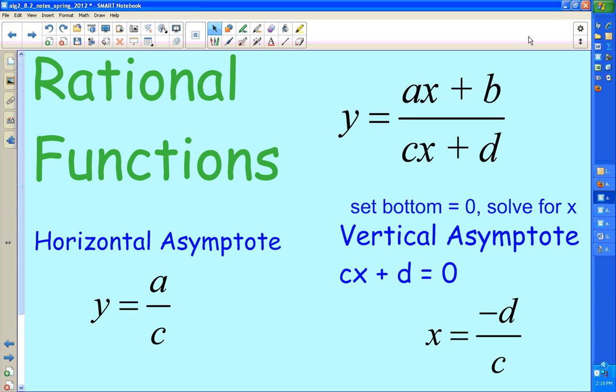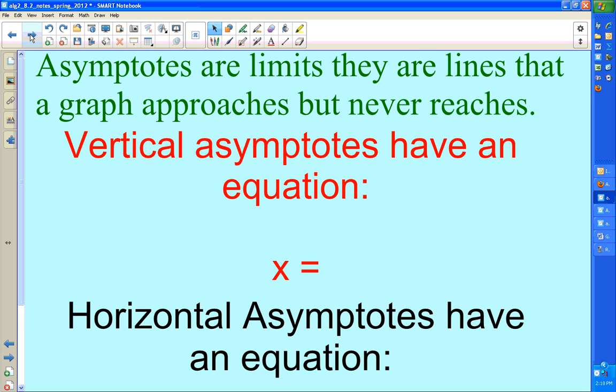And the parent graph, 1 over x. All of what we've done so far will work great. But what I need you to understand are what asymptotes are. Asymptotes are limits. They're lines a graph approaches, but it can never reach.